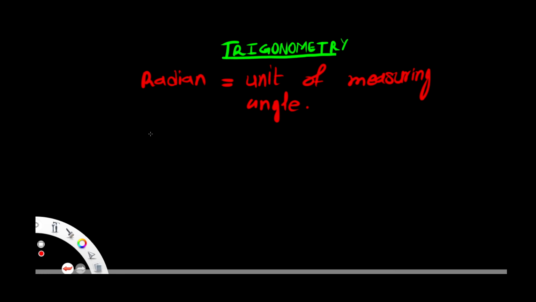So how do we convert degrees into radians? Just remember it as a fact that 180 degrees equals pi radians. Radians, we write rad for short. So this is a universal fact that 180 degrees equals pi.